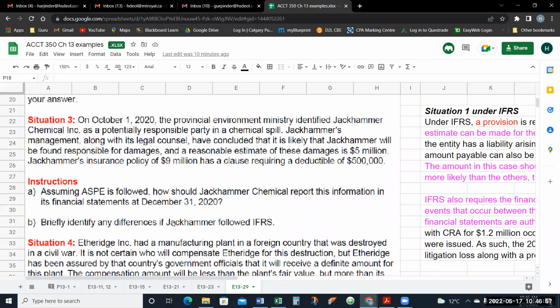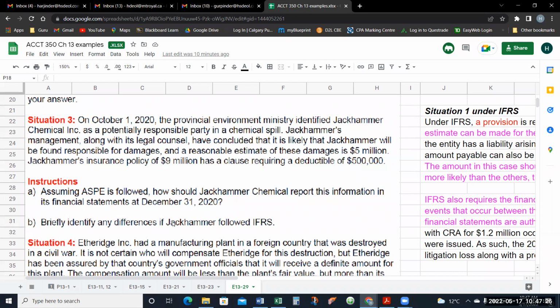Situation number 3: on October 1st, 2020, the Provincial Environmental Ministry identified Jackhammer Chemical Inc. as a potentially responsible party in a chemical spill. And that's usually bad news. When you're identified as a potentially responsible party, it means you're likely going to get fined and so on. So Jackhammer's management, along with legal counsel, have concluded that it's likely Jackhammer will be found responsible for damages.